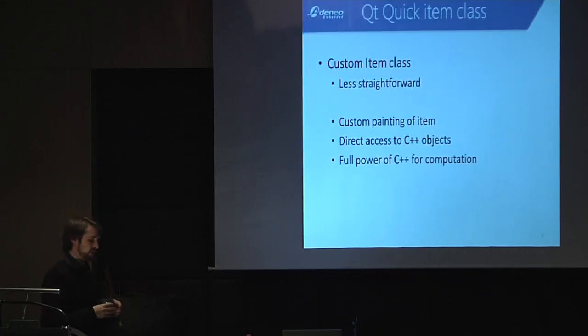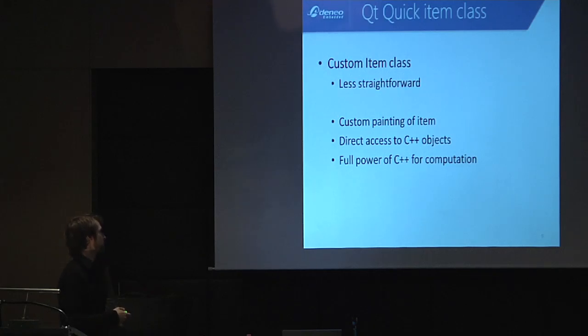Now we have a less easy way, which is creating your own Qt Quick item class. So here we are on the C++ side of Qt, and in C++ we want to create some component to be used inside Qt Quick. This is indeed less straightforward, but it really lets you completely customize the component and also the painting that you can do.